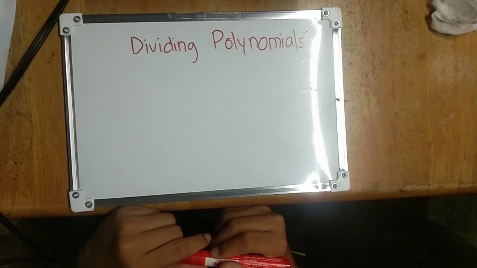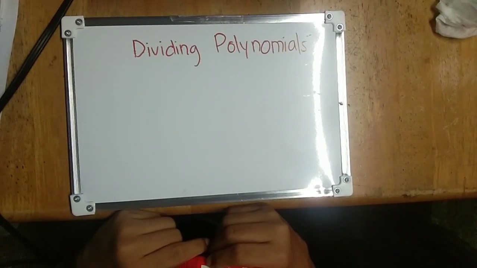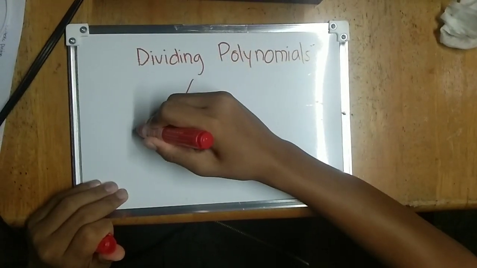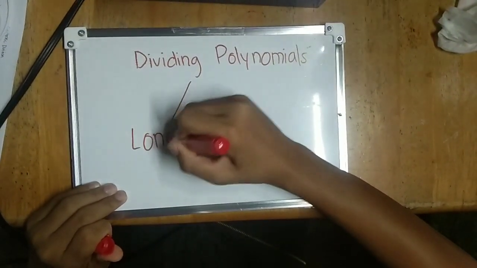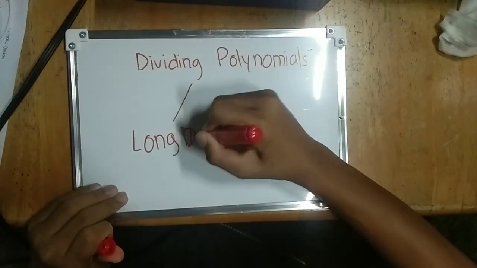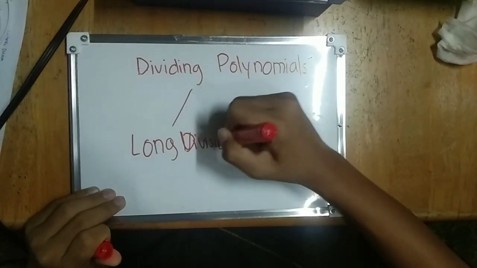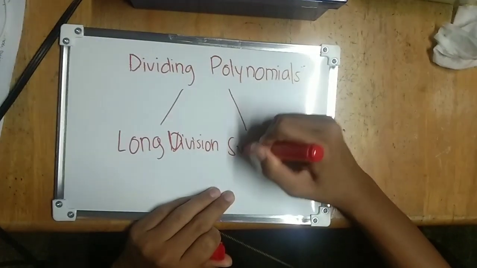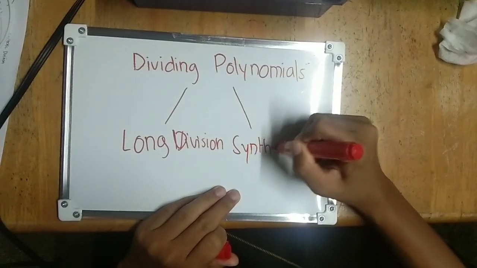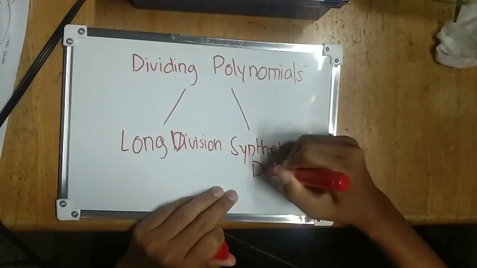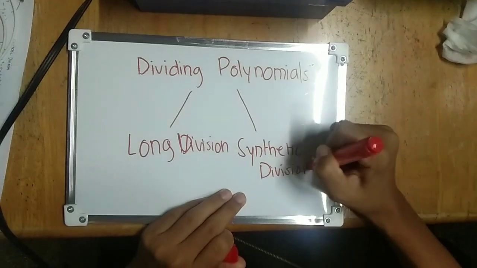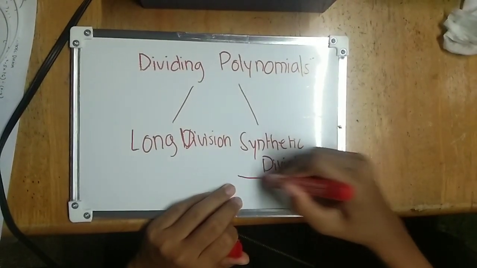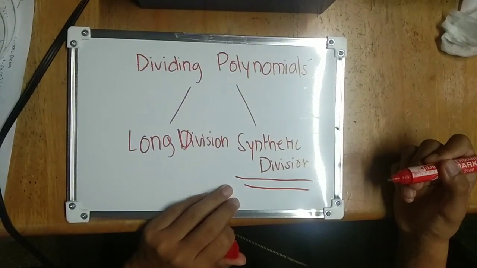Dividing polynomials. There are two methods on how to divide polynomials. One is the most commonly used, long division, and another one called synthetic division. Today, we'll be discussing how to use the method synthetic division in dividing polynomials.